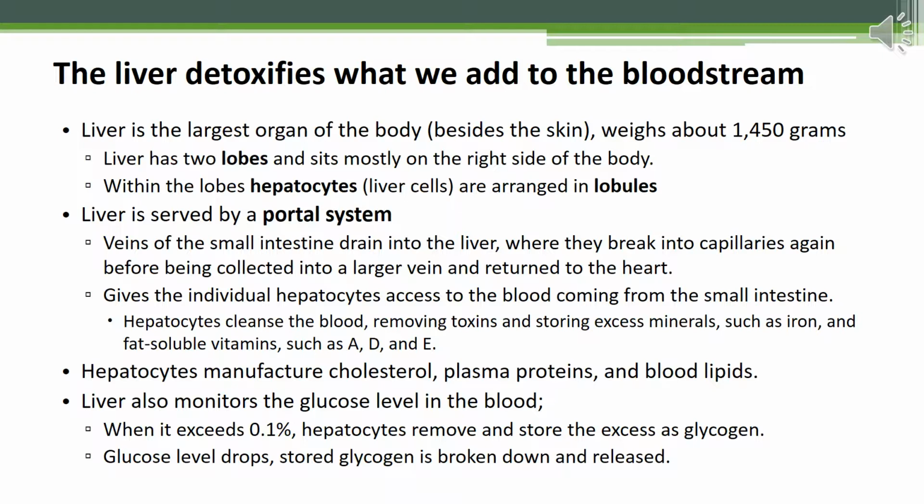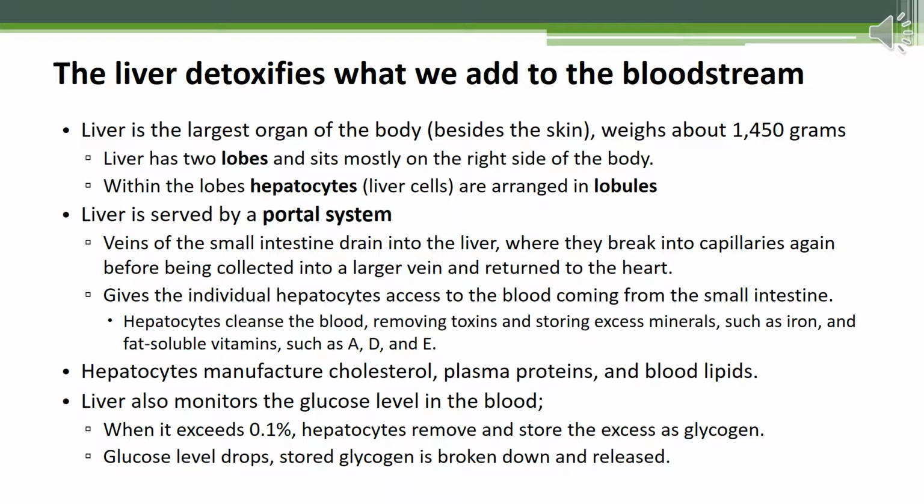And if you'll recall when we covered the cardiovascular system, I touched on portal systems just a little bit, but now we're going to look at the liver's portal system in more detail. Now, the veins of the small intestine drain into the liver, where they break into capillaries again before being collected into a larger vein and return to the heart. So you can think of portal systems as just a detour, or rather an alternative route, or maybe even a shortcut through the circulatory or cardiovascular system. And the reason there's this portal system in the liver is that it gives the individual hepatocytes access to the blood coming from the small intestines.